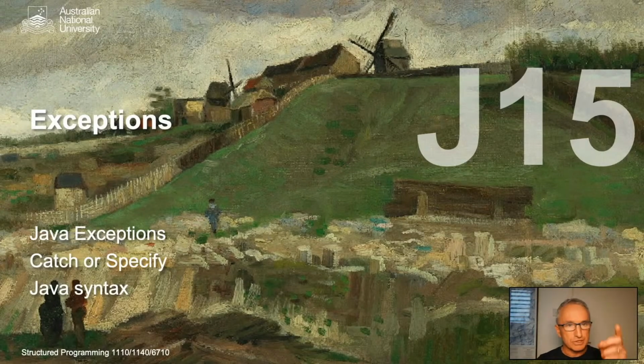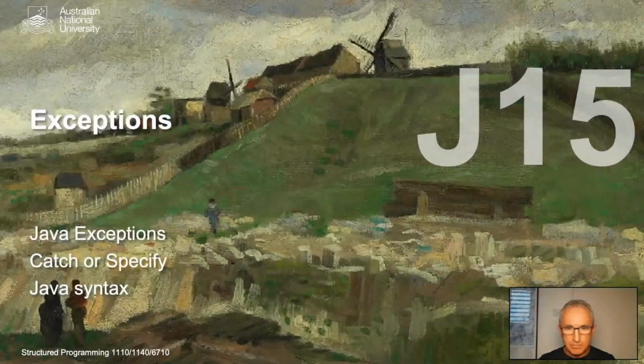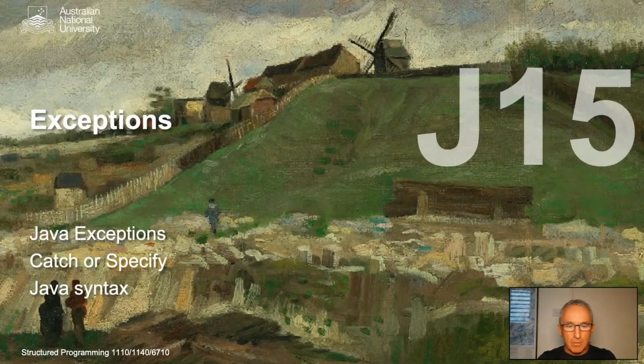All right, so this is the unit we're up to. We're up to J15, which is exceptions. I promised you would do exceptions. So now we're going to do exceptions. Before I jump in here, I wanted to remind you about the control flow. You've all hopefully now remember control flow and what we have in imperative programming.